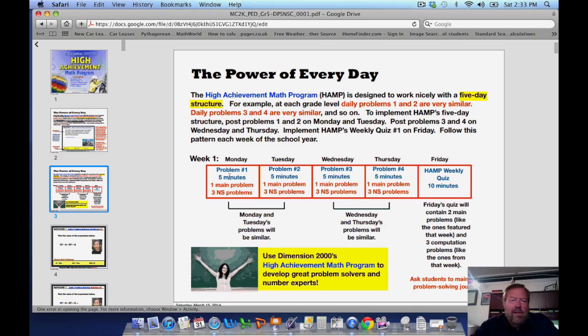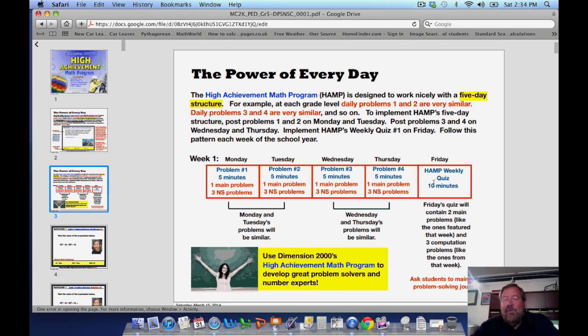And notice that Monday's problem and Tuesday's problem are very similar to each other. The reason we did that is because if the students did not know how to solve Monday's problem, we want them to come back Tuesday and experience success from what they learned the day before. Now, in addition to one main problem to solve, we also have 3 number sense problems. The 3 number sense problems on Monday and Tuesday will be similar as well. Wednesday, we introduce a new problem, and then Thursday's problem is similar to Wednesday. And again, we have 3 number sense problems. All of these days we use the 5-minute rule.